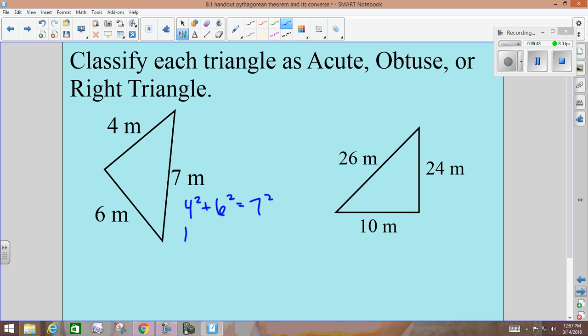The left side would give me 16 plus 36, which is 52. The right side is 49. Are those values equal? No, so that means it's not a right triangle. Which of those two is the c squared, 52 or 49? 49, right? Is 49 smaller or bigger than 52? Smaller, so then this is going to be an acute triangle because c squared is less than.